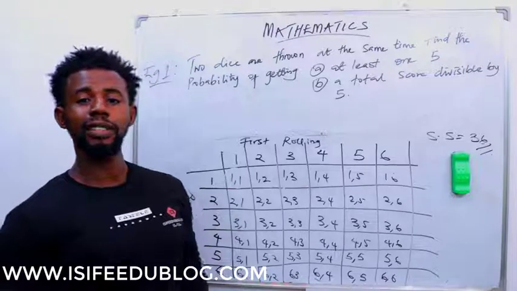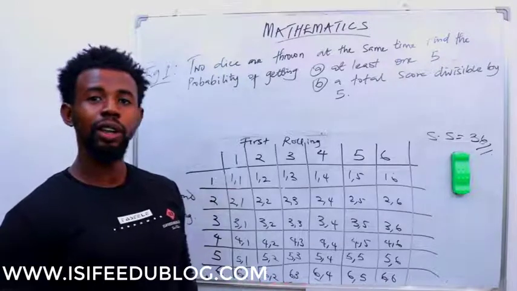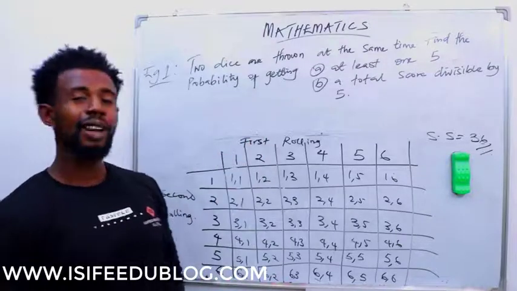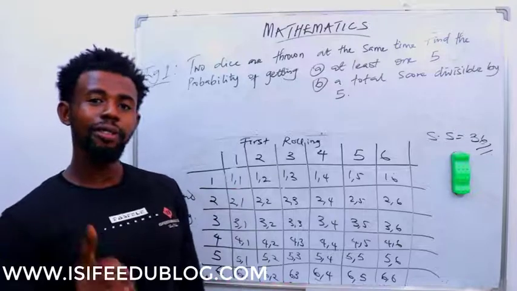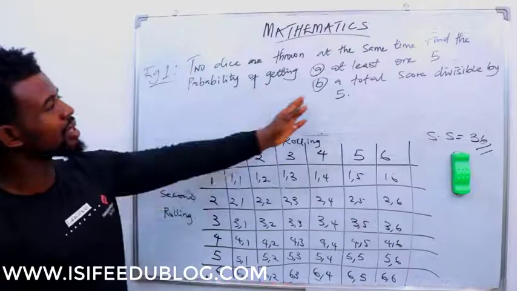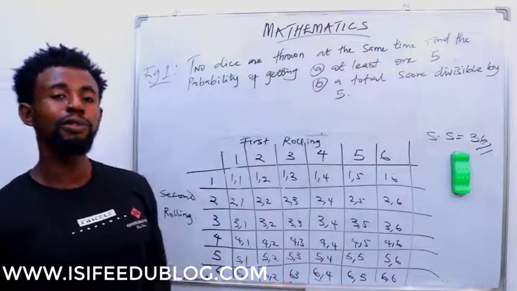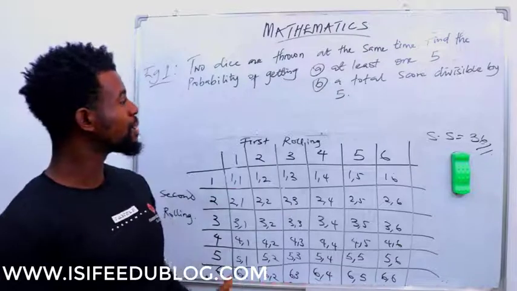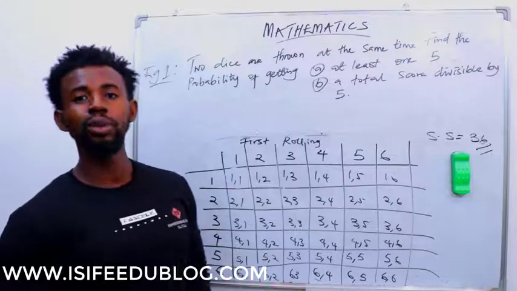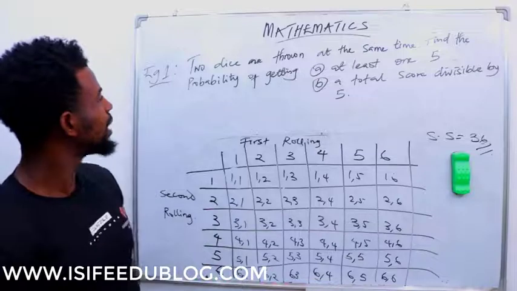Remember, the face of a dice can be either 1 or 2 or 3 or 4 or 5 or 6. Okay? So this is: find the probability of getting at least 1 face as 5. Alright? So the total says find a total score divisible by 5. Now this simply means that you should find the probability of getting faces which, if you sum them together, the value they give you will be divisible by 5. So let's get to the A part of the question.